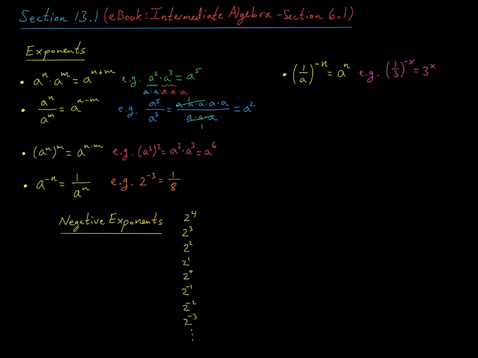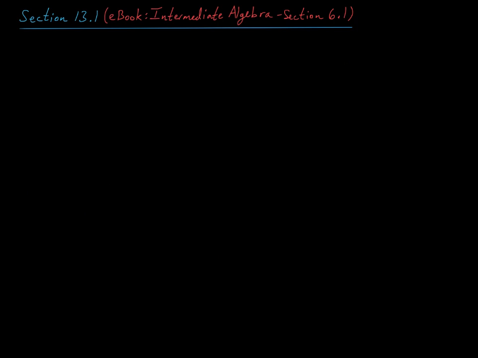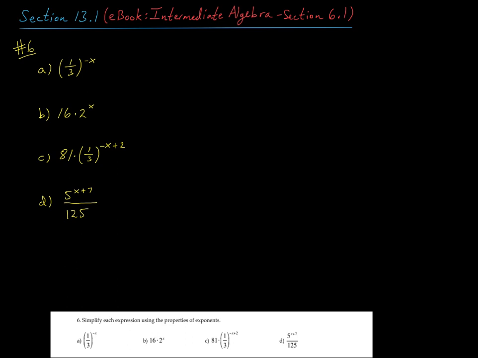Let's now look at question 6 on the worksheet here. We have to simplify each expression using properties of exponents. So in part A, I have 1/3 to the negative x. That's just that same example I had on the previous slide. So I'm going to take the reciprocal. That's going to give me a 3, and then just raise that to the x power. That's it.